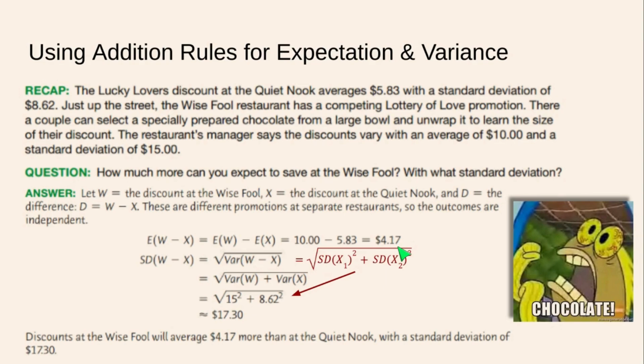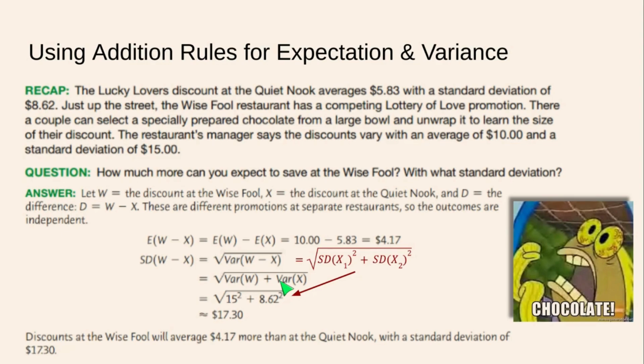So you're saving on average $4.17 more at the Wise Fool than you would at the Quiet Nook with their Lucky Lovers discount. So the standard deviation, how much variation can we expect differently for W minus X? We could go the variance route. We could say it's the square root of the variance, and the variance of a difference of random variables is the sum of the variances. Again, if we have two random variables in play, it doesn't matter whether we're adding or subtracting, we're introducing new lines of variance.